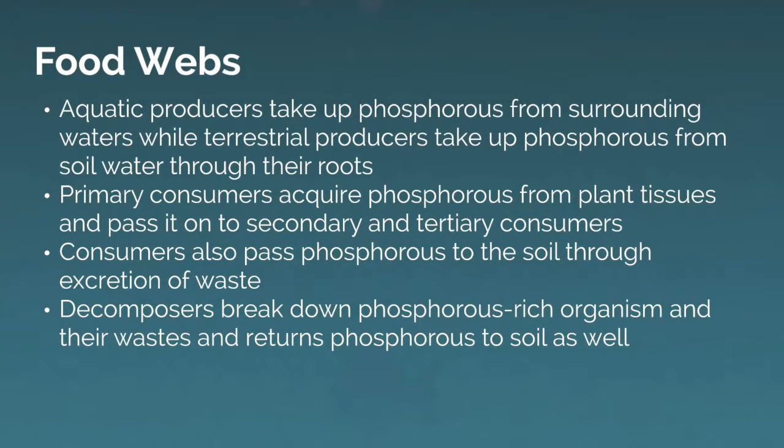Next, we have food webs. Aquatic producers take up phosphorus from surrounding waters, while terrestrial producers take up phosphorus from soil water through their roots. Primary consumers acquire phosphorus from plant tissues and pass it on to secondary and tertiary consumers. Consumers also pass phosphorus to the soil through excretion of waste. Decomposers break down phosphorus-rich organisms and their waste and return phosphorus to soil as well.